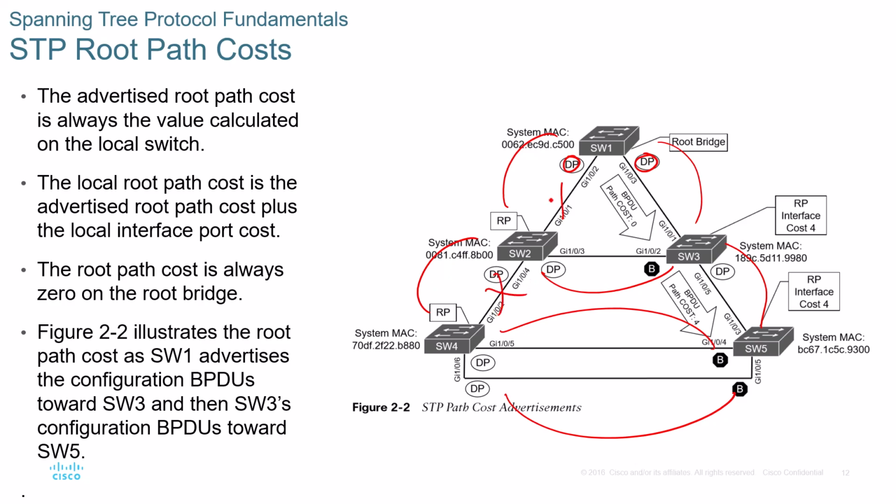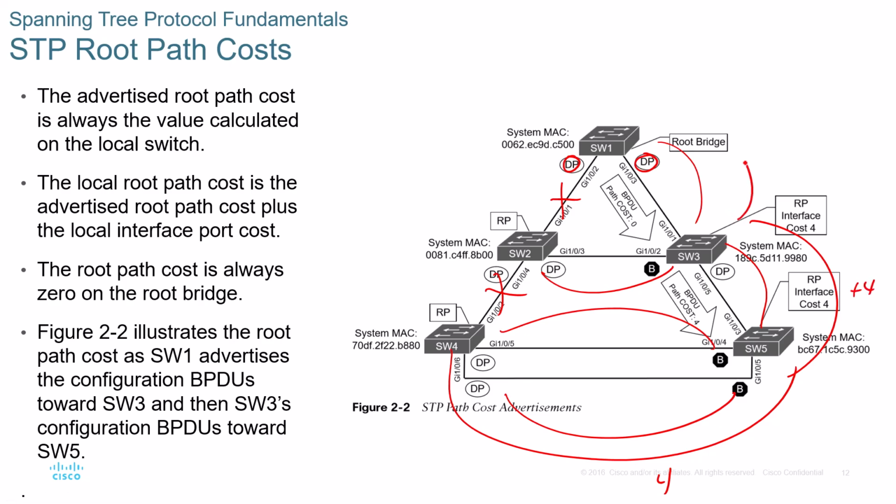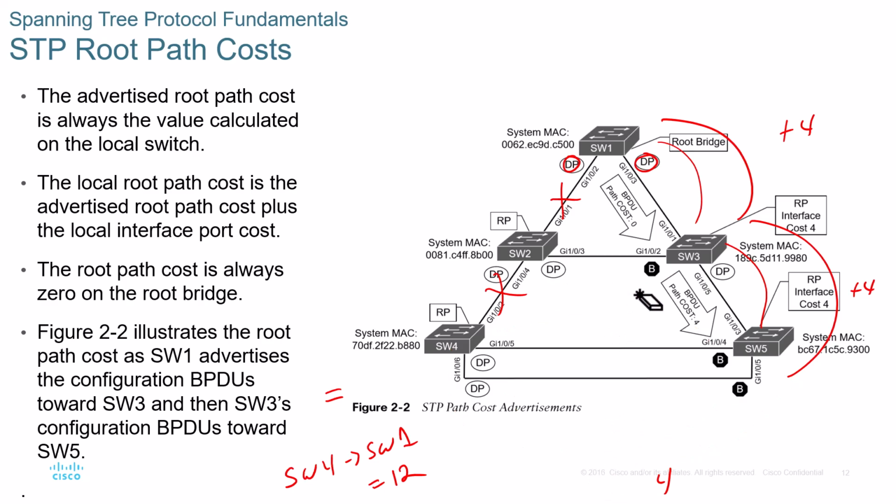Let's say these two links don't exist. To go this path, that's 4. To go this path, so if switch 4 had to get to our root bridge, it would be 4 plus 4 plus 4. SW4 to go to SW1 would be a path with a cost of 12, assuming these links are down. That is how the costs are calculated.